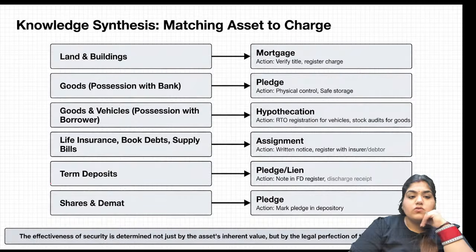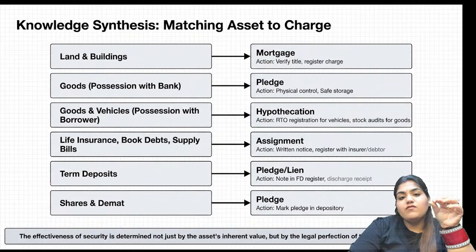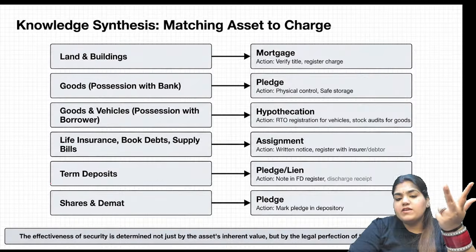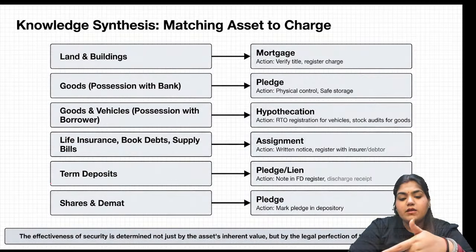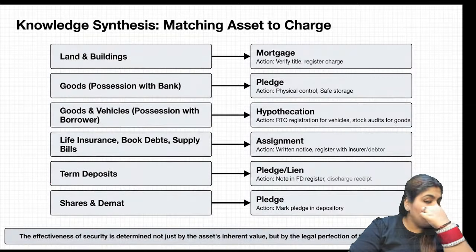Next, for the lands and buildings, we do mortgage. For goods of which we give possession, it is called a pledge. Of those which we do not give possession, it is called hypothecation. For life insurance policy, book debts and supply bills, we do assignment. For term deposit, we can either go for pledge or lien. For shares and demat, we always go for a pledge. The charge is called a pledge.